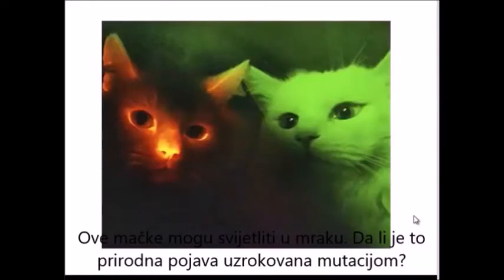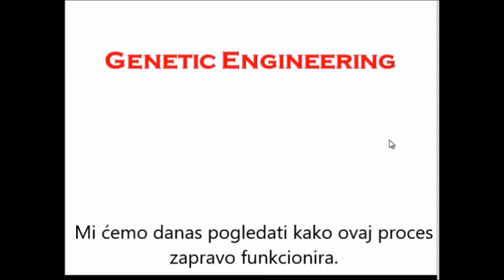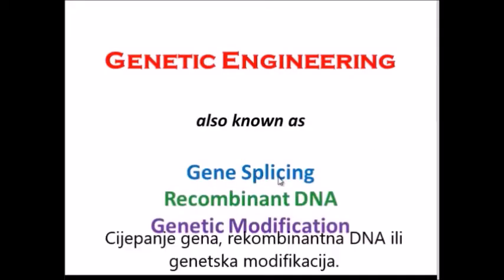Cats can glow in the dark. Now, is this a naturally occurring trait due to a random mutation? Nope, this is an example of genetic engineering, and we're going to take a look at how this process works in this video. Note that genetic engineering goes by different names. You might also hear it called gene splicing, recombinant DNA, or genetic modification.